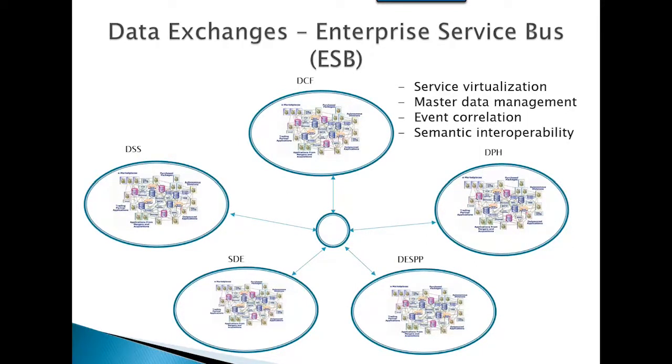You could also use them to wait. You could have messages that come in from DCF that are waiting for another message that comes in from DSS, and only when those two messages are coming in together can another message be sent out to DPH. So you can do that event correlation and event composition to create even better solutions, let's say. And this also helps standardize the interoperability between all the different systems.